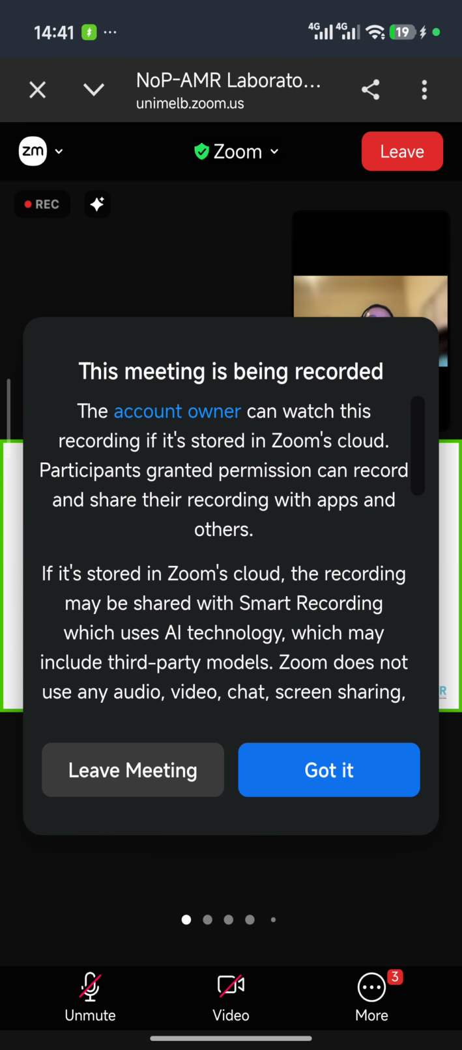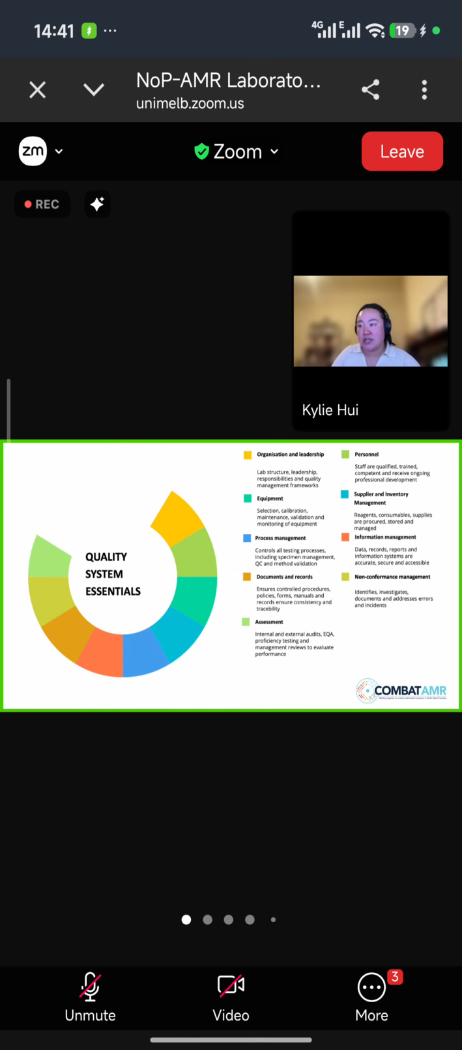Non-conformance management: when there are non-conformances in the laboratory, how are we identifying them? How do we investigate them? And what documentation do we have to address these errors? We also have assessments. These can be in the form of internal or external assessments, and could be things like your external quality assurance programs, your EQA, and management reviews. Process improvements: implementation of corrective and preventive actions, including your continual improvements.